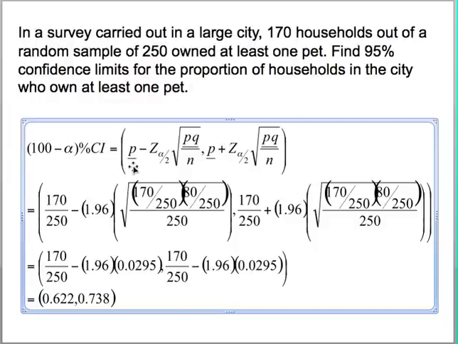This P with a line under it, that's your sample proportion. And your sample proportion is 170 out of 250. So that's P. And you know P and Q should add up to 1. So if P is 170 over 250, then Q would be 80 over 250. So you plug those values in, simplify, and solve. And this would be your confidence interval for the proportion.